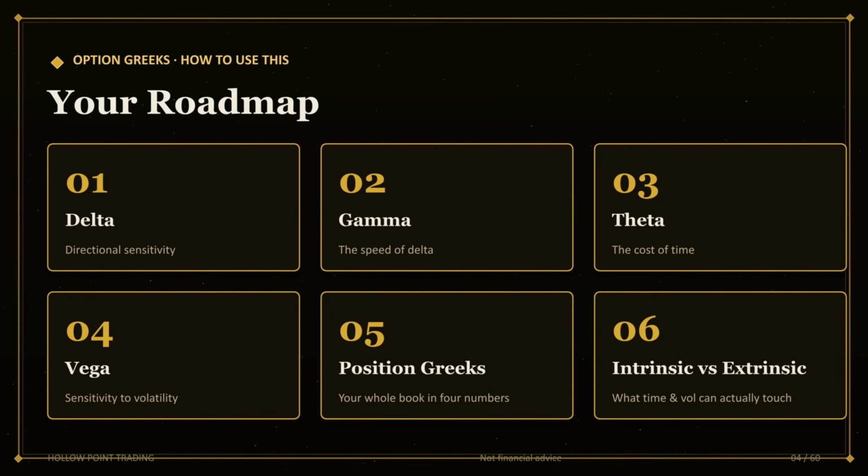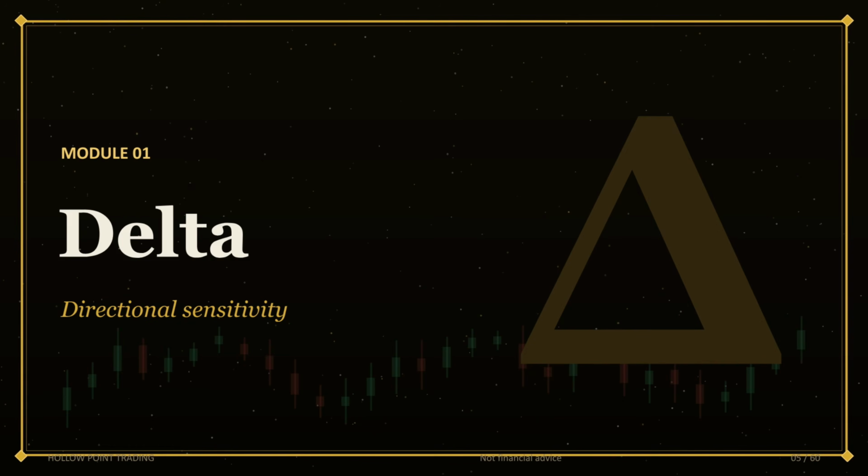This is our roadmap for the masterclass. We will take a deep dive into each Greek, examine how they function within a position, and finally distinguish between intrinsic and extrinsic value. Let's begin with Module 01, Delta.